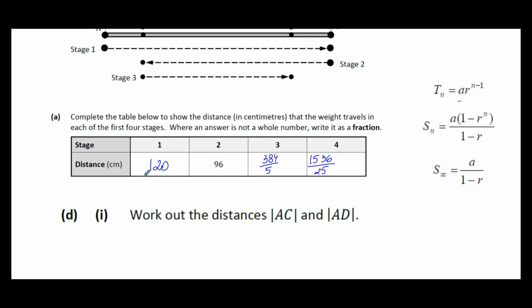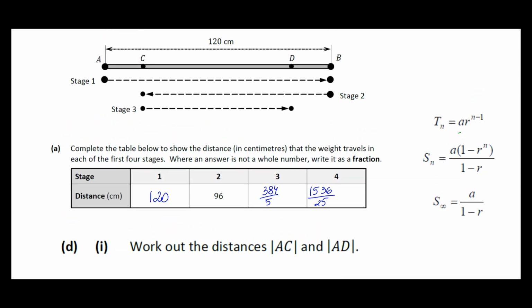And we were doing the table for the first four stages, calculating the distance traveled. So in this particular part, we have to work out the distance AC and AD. Let's consider our drawing here. What does that AC distance mean? Where is it? It is this distance here. AC is not the distance that is actually traveled by our weight. So we are moving away from the way the sequence was built before to a different idea. They are pointing us in a different direction.